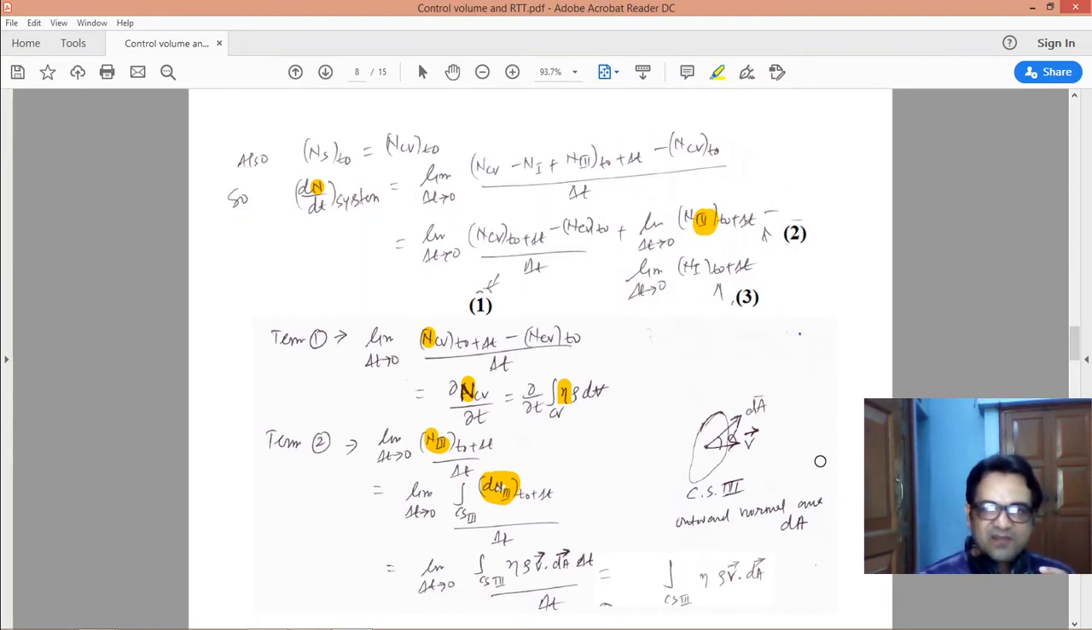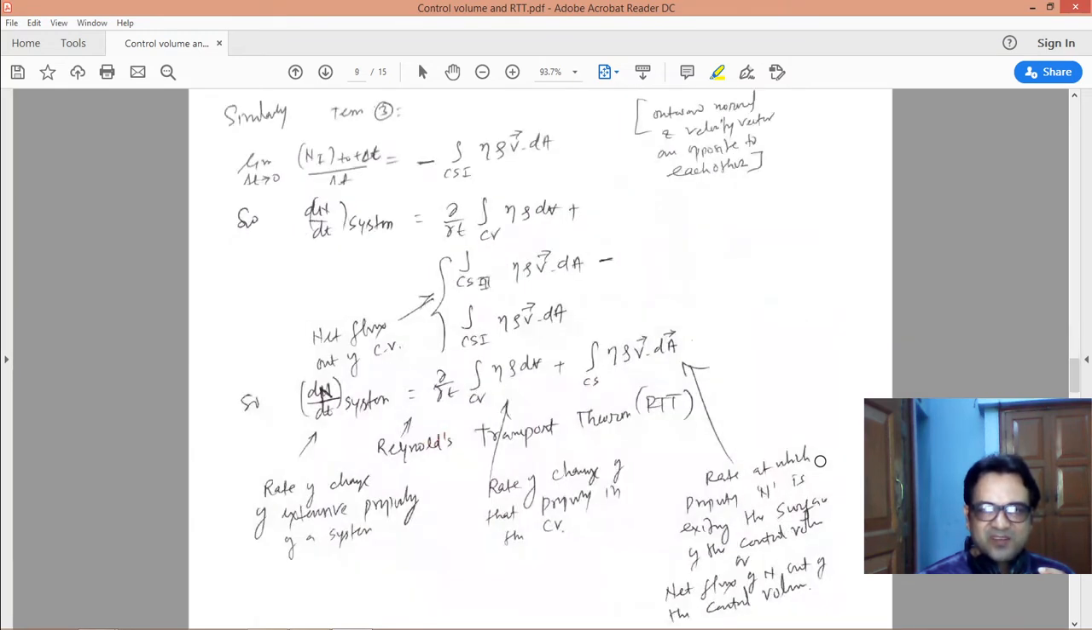Similarly, term 3 will be for the control surface 1 inflow condition. Term 3 becomes negative because the outward normal at the inlet is to the left, but the velocity is to the right. So the outward normal vector and the velocity vector are opposite to each other. So that's why at the inflow conditions, the term for the control surface 1 will be negative.